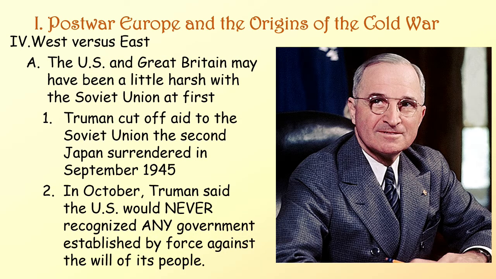West versus East. The U.S. and Great Britain may have been a little harsh with the Soviet Union at first. Truman cut off aid to the Soviet Union the second Japan surrendered in September 1945. In October, Truman said that the U.S. would never recognize any government established by force against the will of its people.